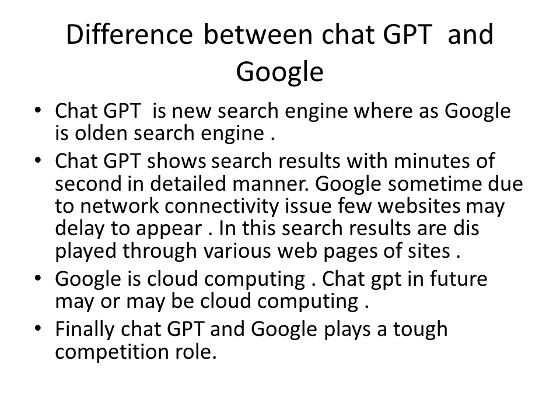Next one is ChatGPT shows results within a minute or seconds in a detailed manner. In Google, sometimes due to network connectivity issues, a few websites may be delayed in appearing. In this, search results are displayed through various web pages. I will explain this point. In ChatGPT, as I already explained in previous slides, you get results within seconds for the topic you choose to search.